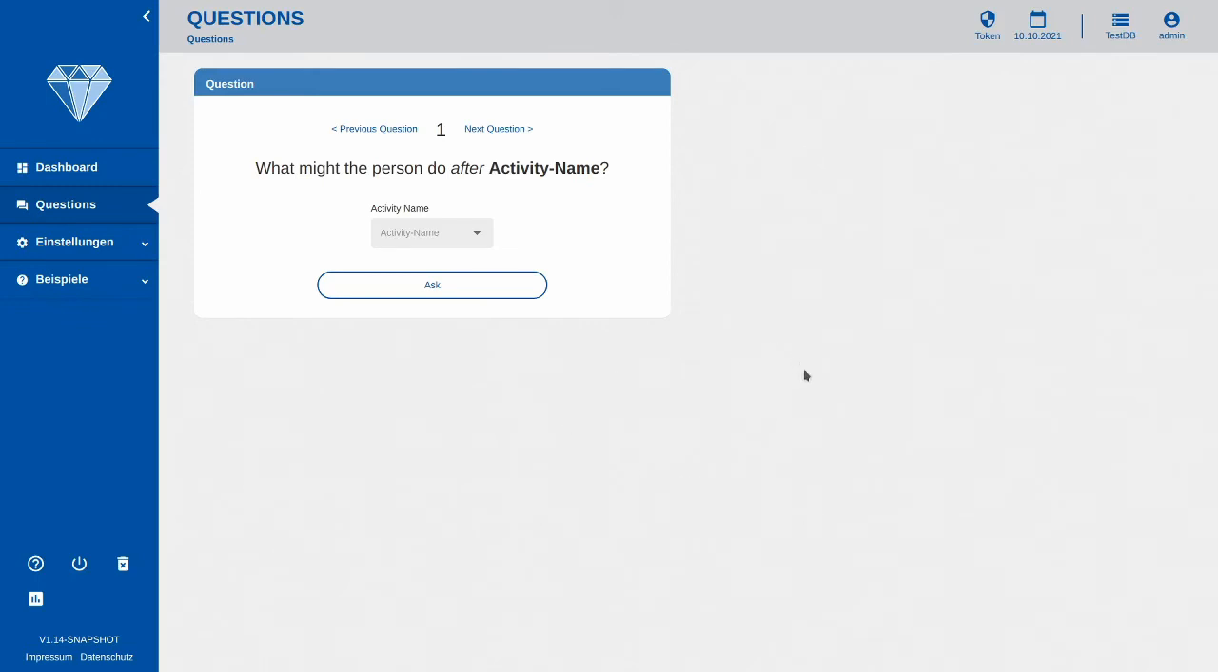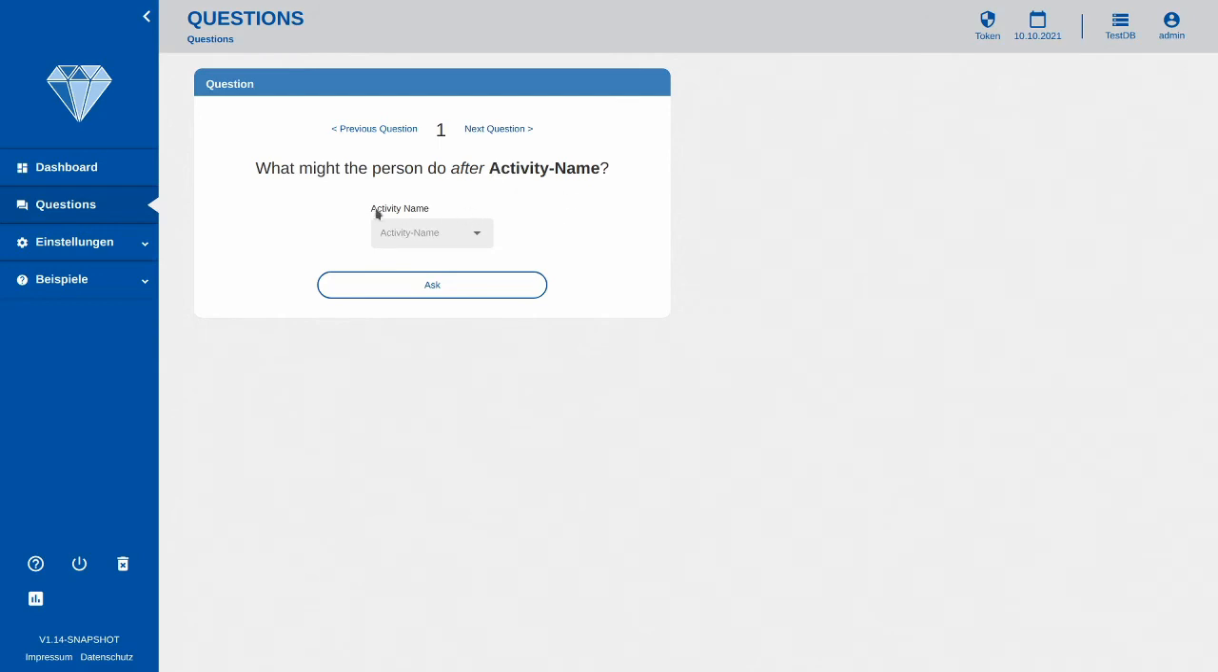So this is the question page. This is the question box. It always displays one question at a time. The buttons previous question and next question are used to switch between the questions. And for each question, we have a drop-down corresponding to a placeholder of the question.